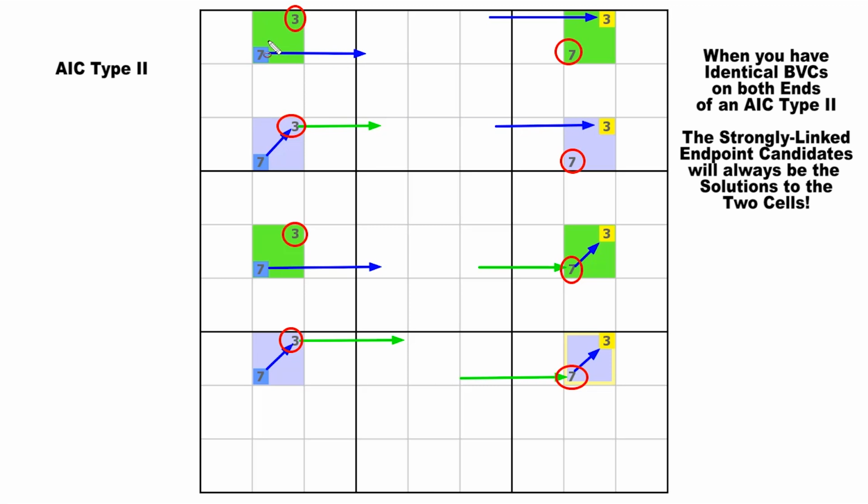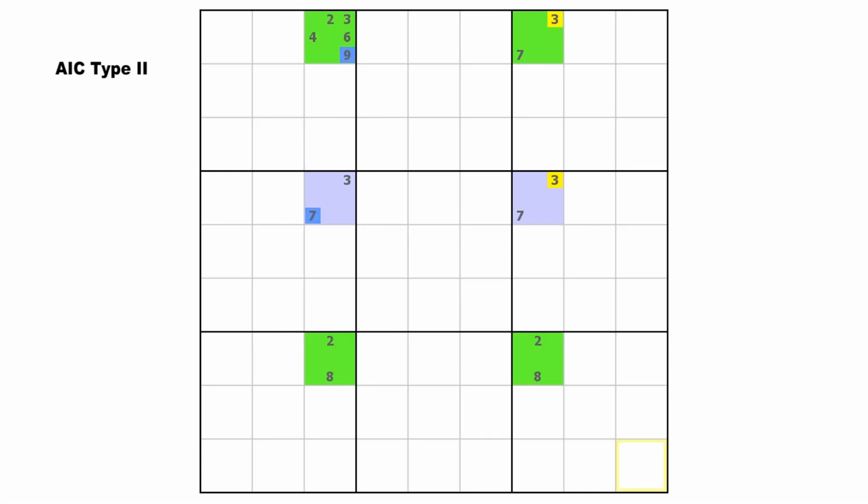Like here in row 1, this 7 is going to be the solution to that cell, and this 3 is going to be the solution to that cell. And likewise in row 7, the 7 will be the solution to this cell, and the 3 will be the solution to that cell. Now, if you remember from the last video, the start digit does not always occur in the end cell, and the end digit does not always occur in the start cell.